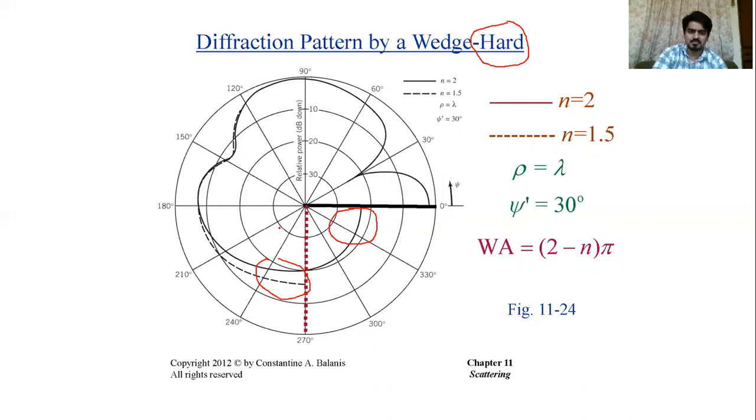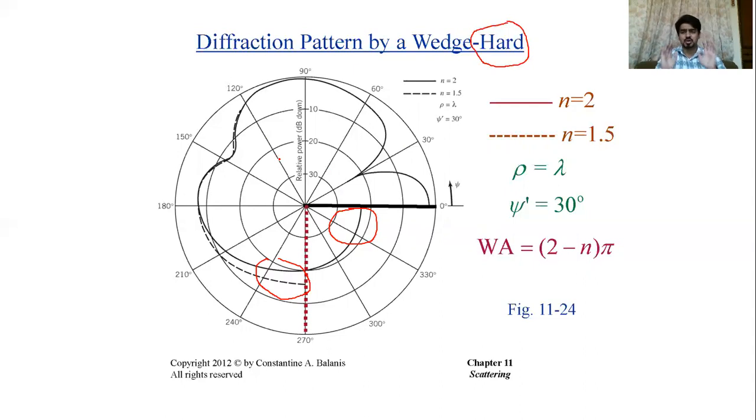Now again, for the most part, you see hardly any difference between the diffraction pattern for n equals 2 and n equals 1.5, meaning that for the most part the wedge angle doesn't matter. It doesn't matter even for 90 degrees as well as for the half plane. You get the same diffraction pattern for most of the region.